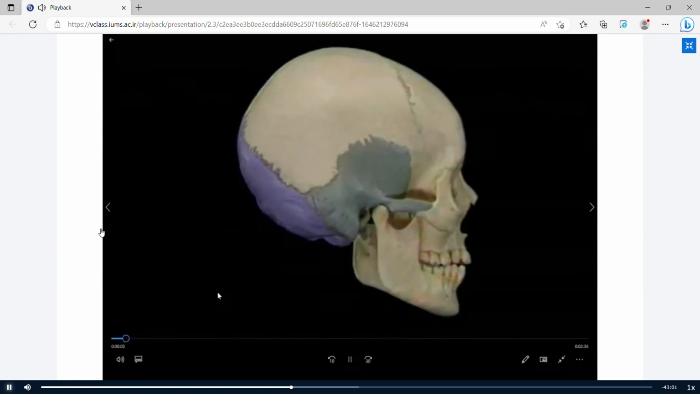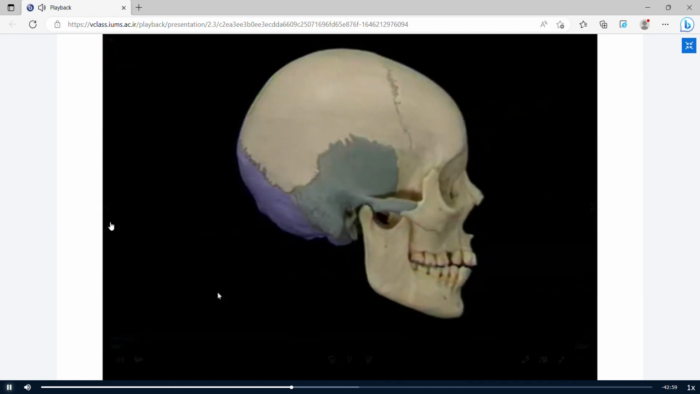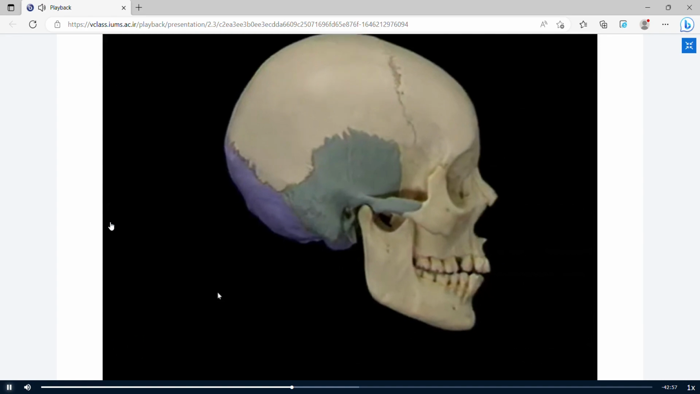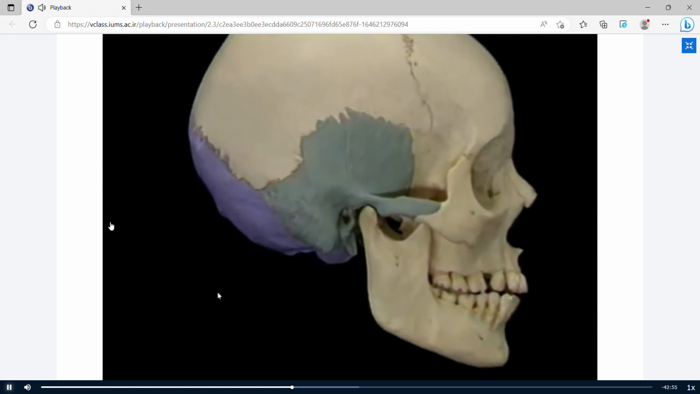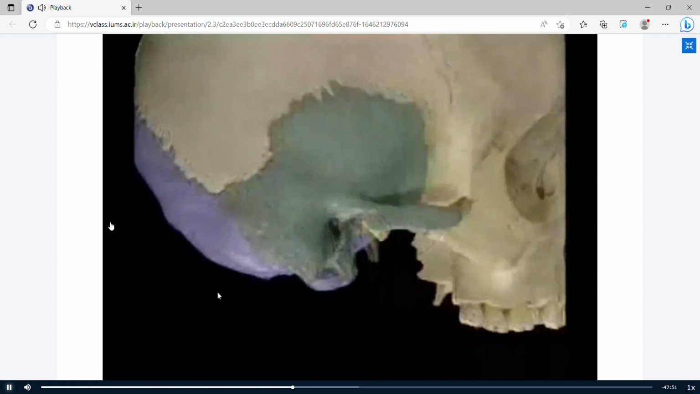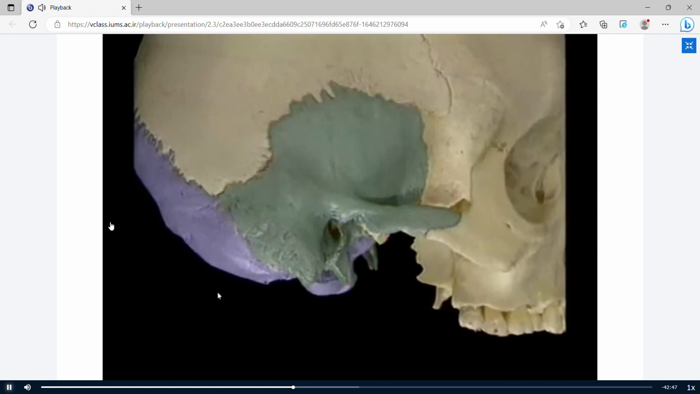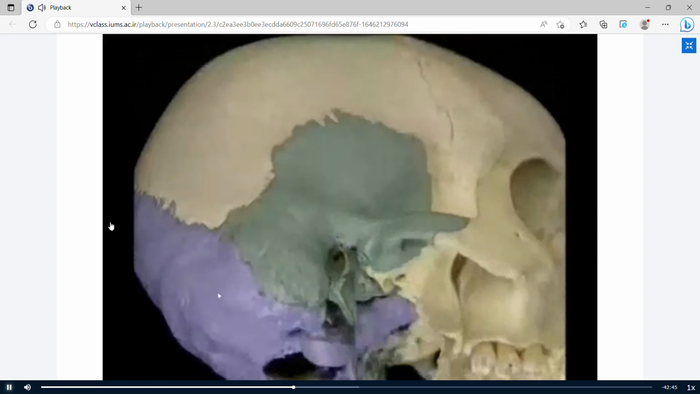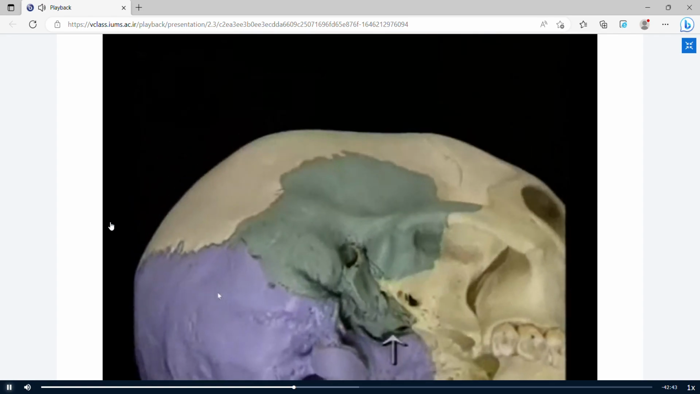Now that we've looked at the occipital bone, let's take a look at the temporal bone. It's quite a complicated bone. To see its full extent, we'll again remove the mandible. The temporal bone goes from here on the outside to here underneath.